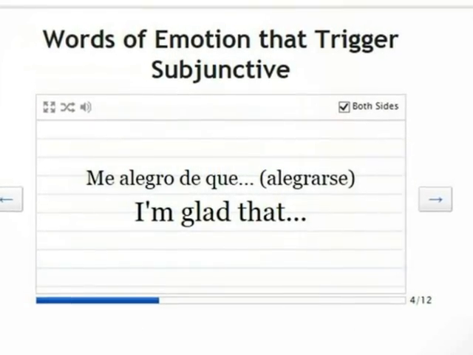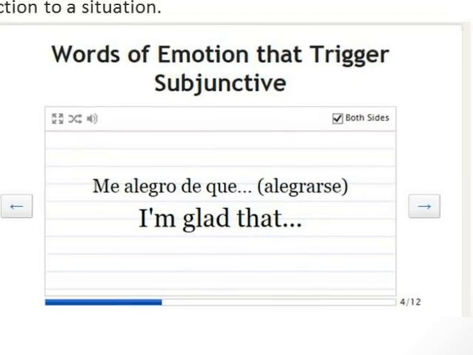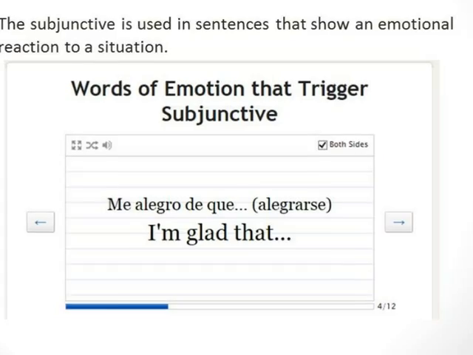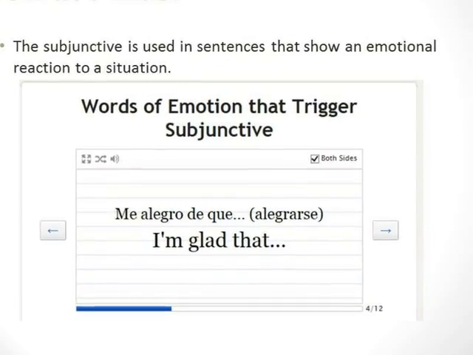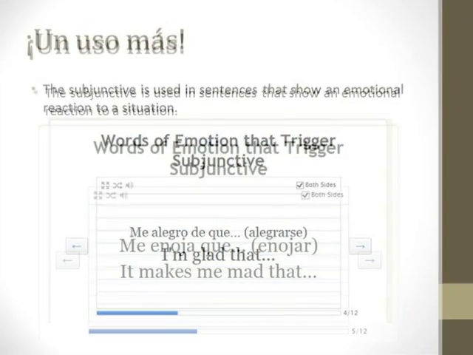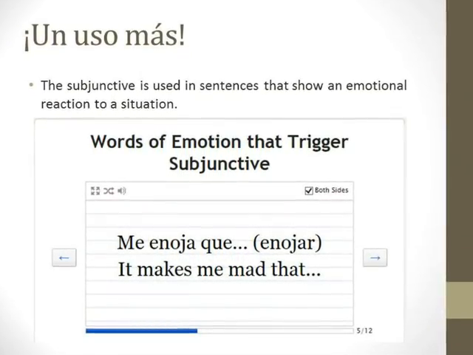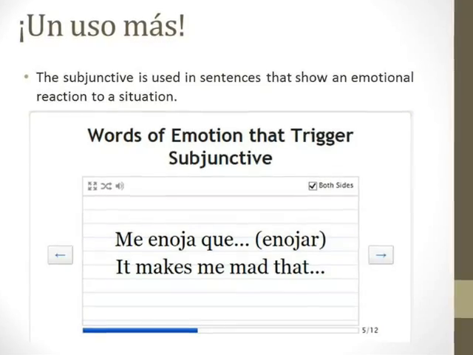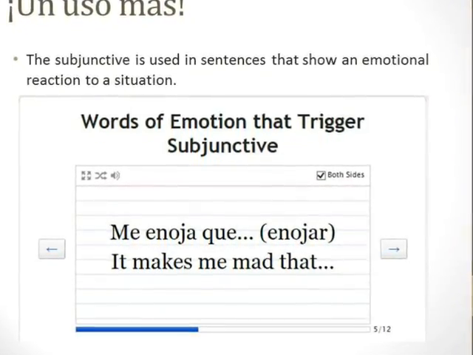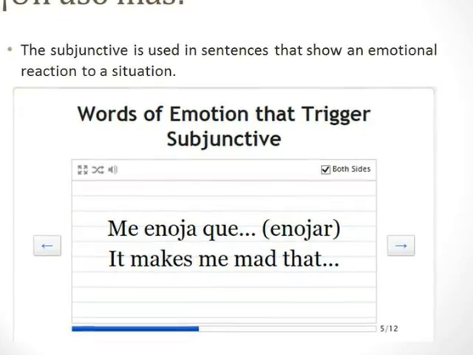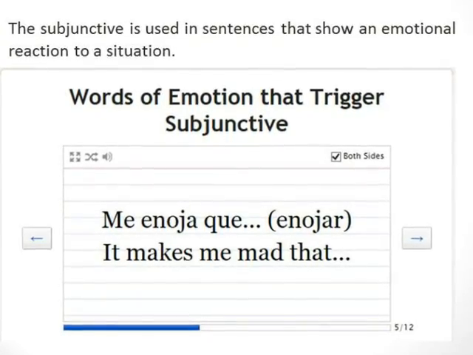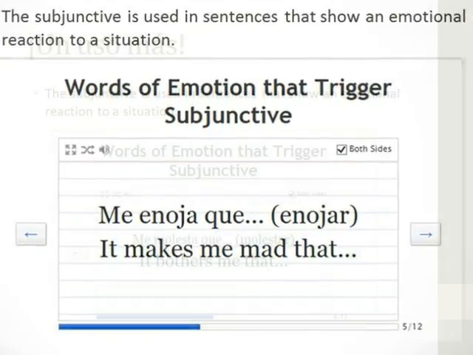Me alegro de que, I'm glad that. The verb here is alegrarse, and it is a reflexive verb, so you can make it me alegro, te alegra, se alegra, nos alegramos, se alegran. It's interesting that it has the de que in it, a little different than the other verbs. Me enoja que means it makes me mad that. This time the conjugation is not me enojo, not I make myself mad, but it makes me mad. It's kind of like the verb gustar. So we have enoja for it angers, and then the me before it for me. It makes me mad, it angers me.